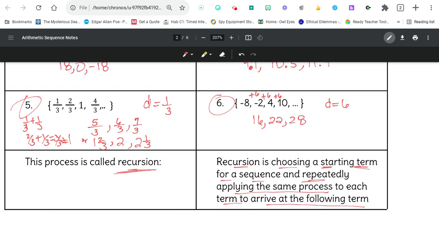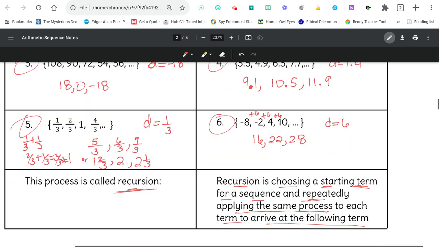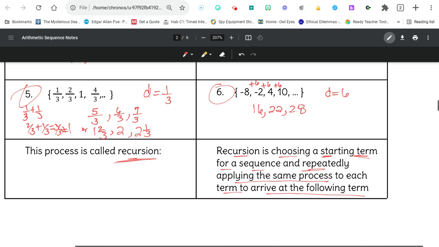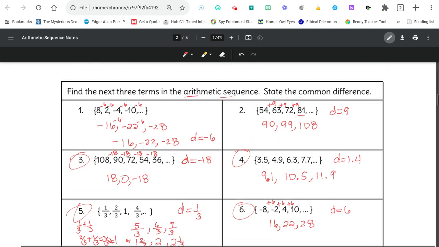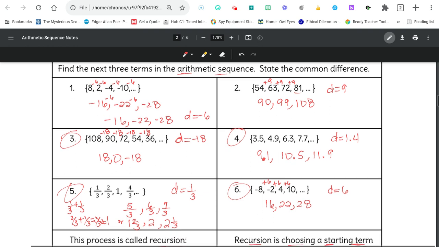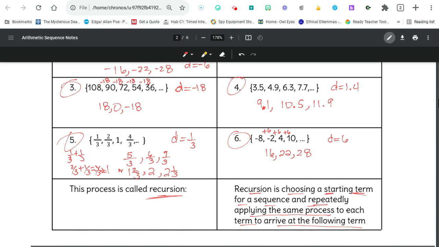Here I repeatedly added 1/3. Here I repeatedly added 1.4. Here I repeatedly subtracted 18. So that process of repeatedly adding to get to the next term, or number in the sequence, is called recursion, okay? So all of 1 through 6 was recursion because all we did to get to the next three terms was just add to the previous term.